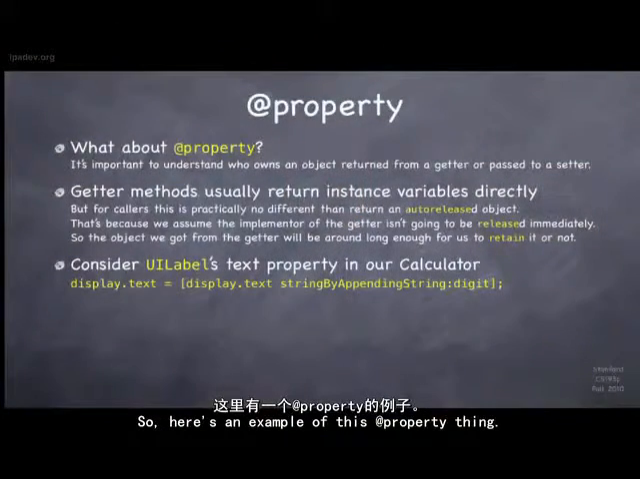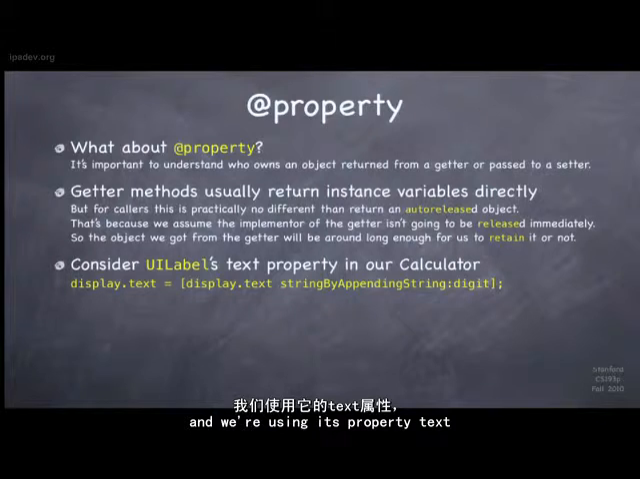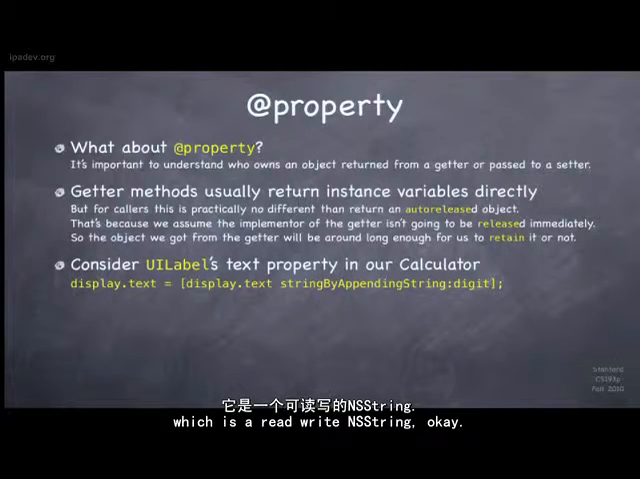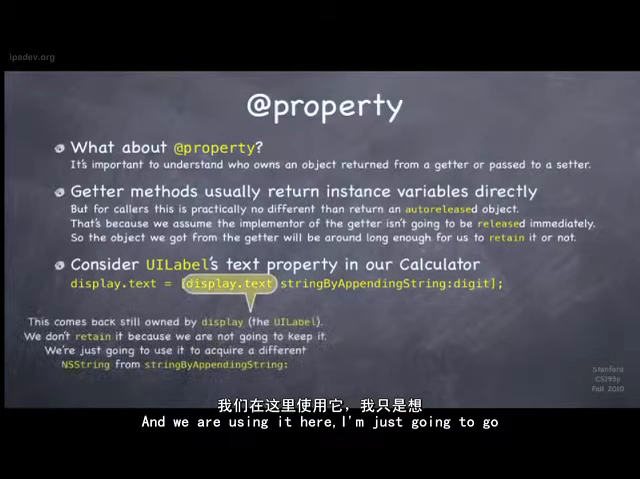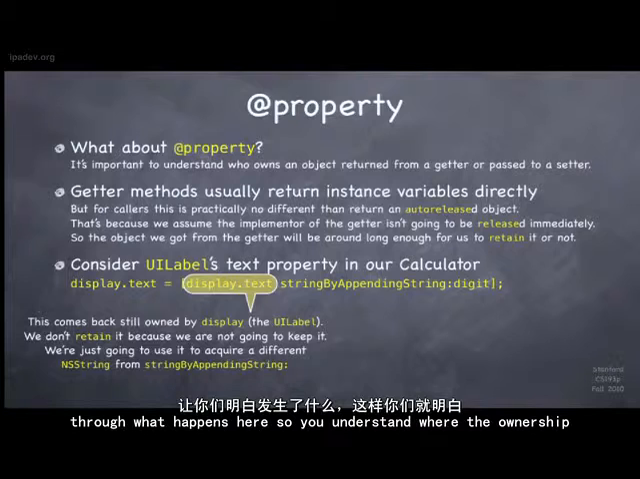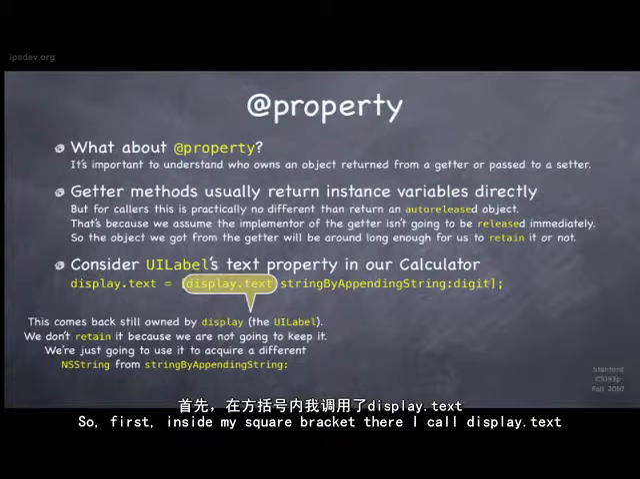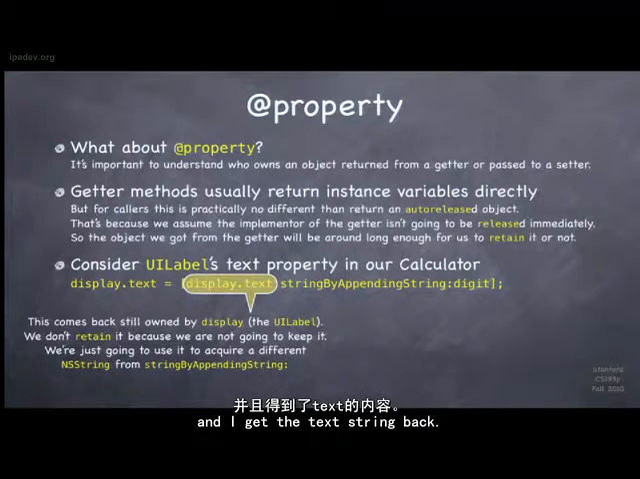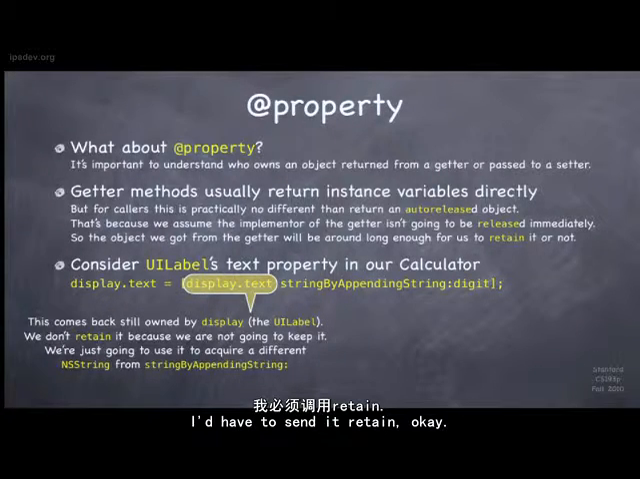So here's an example of this assigned property thing. Display is a UILabel, remember from our calculator, and we're using its property text, which is a read-write NSString, okay? I'm just going to go through what happens here so you understand where the ownership of this property happens. First, inside my square bracket there, I call display.text, and I get the text string back. When I got this back, if I wanted to keep it, I'd have to send it retain. But I'm not going to keep it.